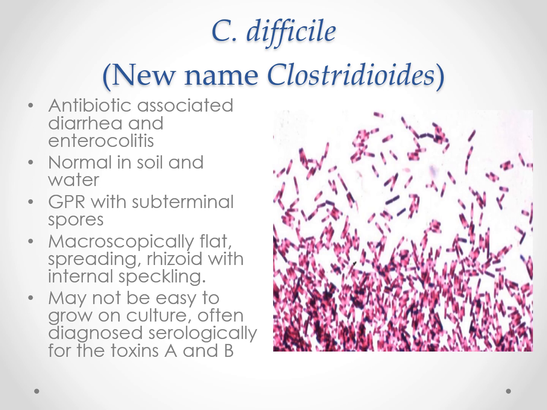And so you could try to culture it on CCFA media, but it's actually best to diagnose it through identifying the toxins A and B. So that's it. That's our lecture on gram-positive cocci and gram-positive rods that are anaerobes. So stay tuned for Unit 7.